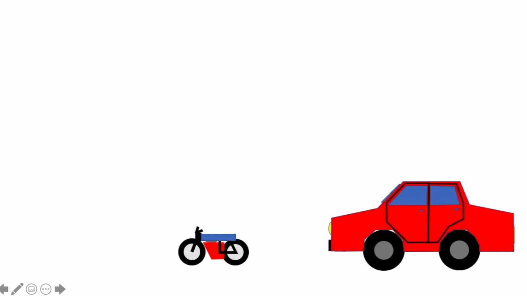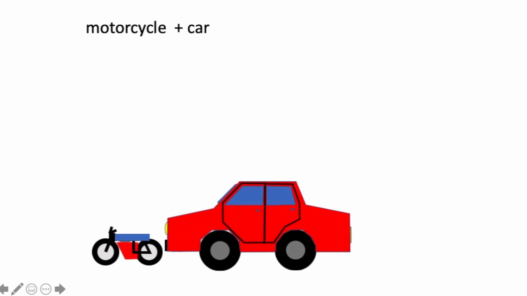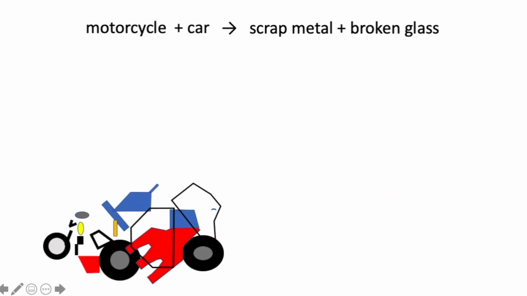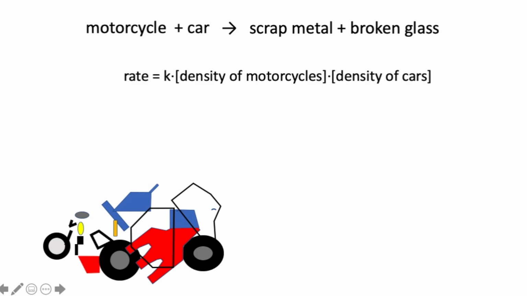As a rather morbid example, consider this reaction. Car plus motorcycle leads to scrap metal plus broken glass. Obviously, the rate at which products are produced depends on the density of cars on the road and the density of motorcycles. Mathematically, we might write rate equals k times density of motorcycles times density of cars, where k is a constant and the square brackets represent concentration, as is the notation chemists use.